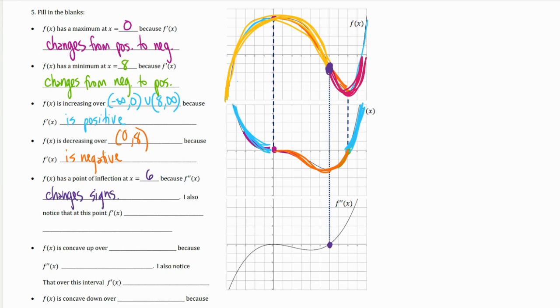All right. I also notice that at this point, let's see what happens on the f prime graph at this point. At this point on f prime, hey, f prime has a minimum.